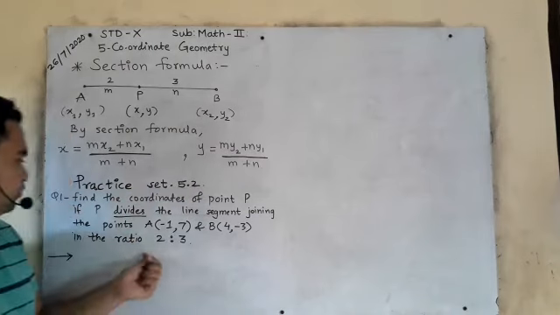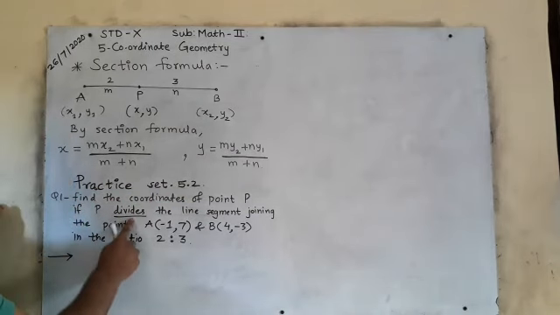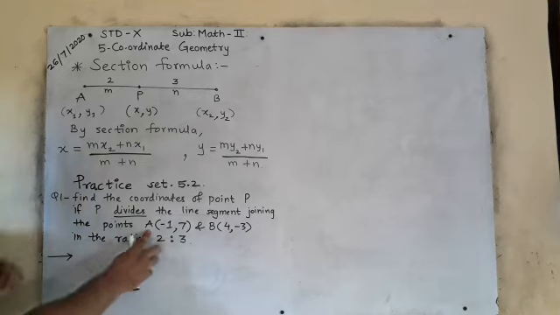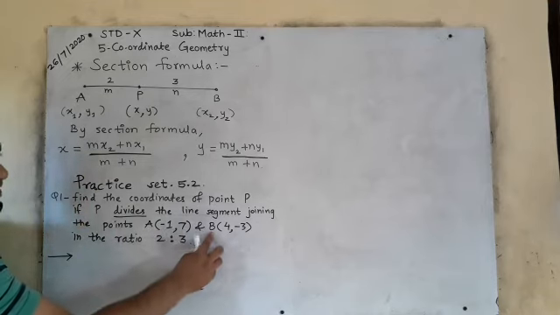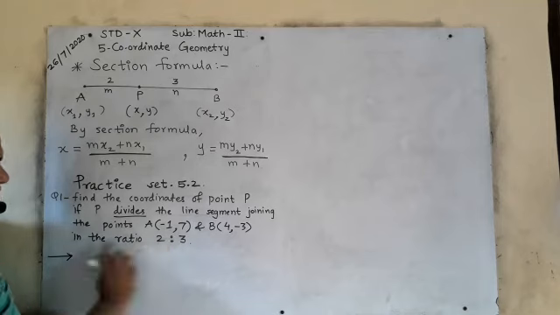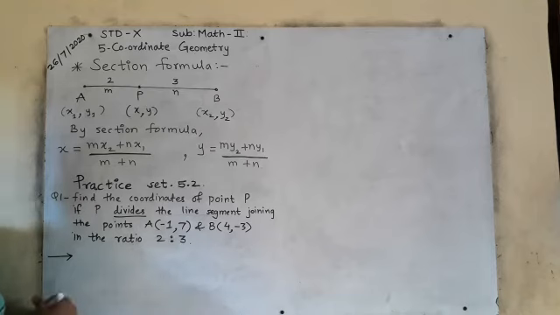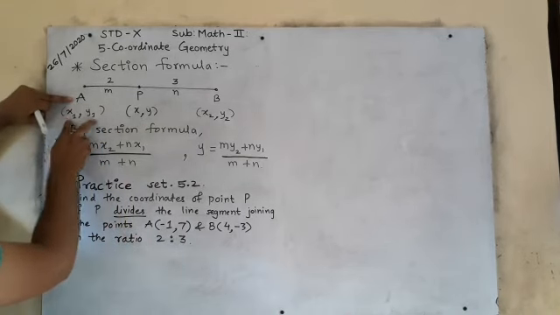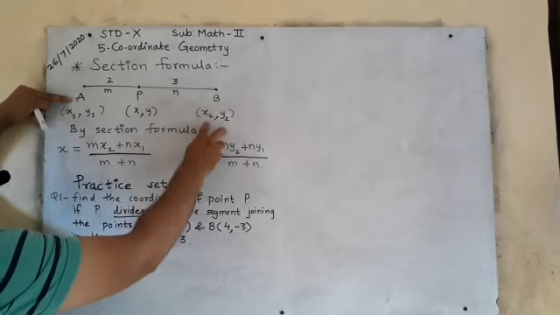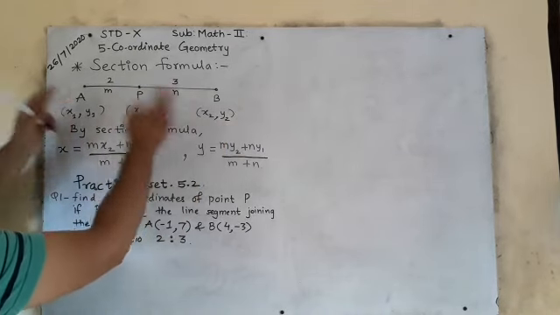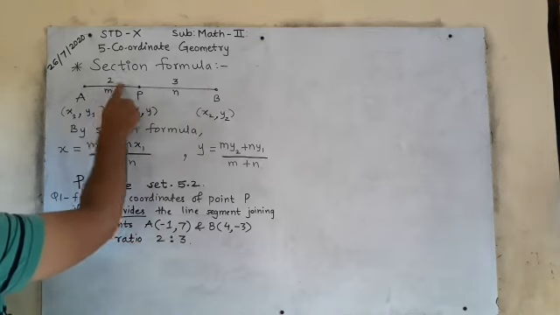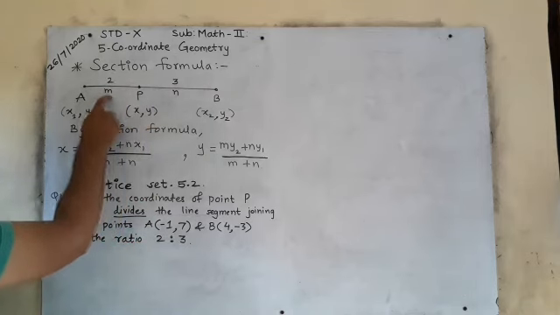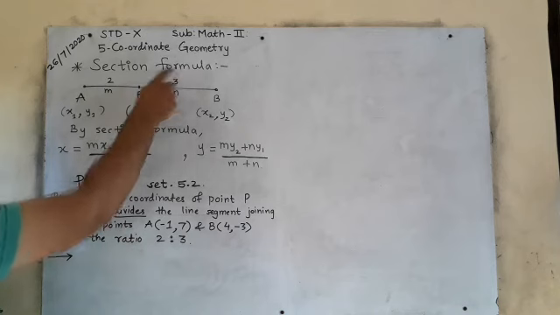Look here in this question, practice set 5.2: P divides. It means section formula. Point A coordinates given x1 y1, point B coordinates will be given x2 y2, and in the ratio 2:1, meaning one piece is smaller and one piece is bigger. So this will be considered as M and this will be considered as N. Can you see in the picture over here? Point A coordinate x1 y1, point B coordinate x2 y2, and this point P divides the segment AB into two parts in the ratio 2:3. So this 2 belongs to M. The value of M will be 2, the value of N will be 3. Is it clear?